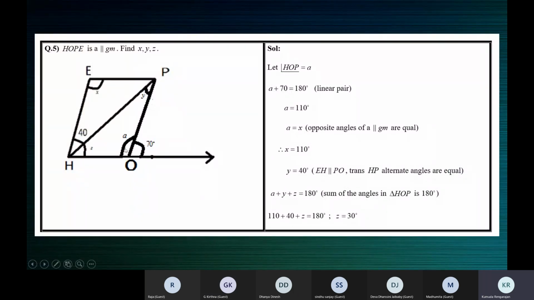So see here, Kirtana, supposing we have a point, we mark this point as T. We take a point on this extended portion and we mark it T. Now, how will you name angle 70 degrees? If you take a point T here, how will you name 70 degrees? How will you name this angle?